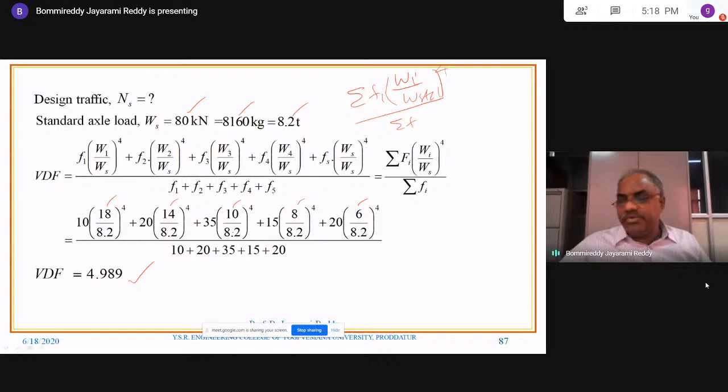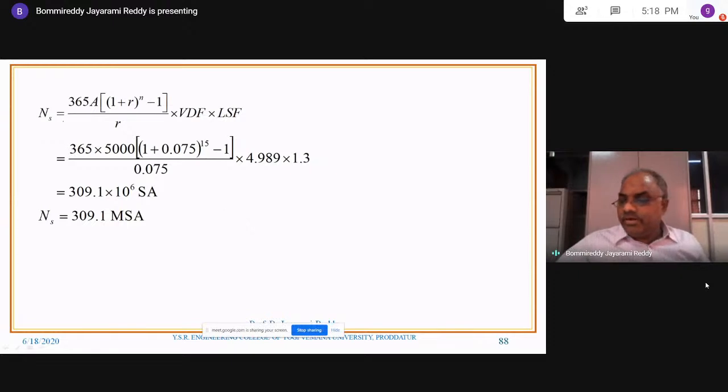So just compute this. Once you get this VDF value and the design data, the NS value is computed using the vehicle damage factor and lane safety factor, and substituting all the values, you will get 309.1 million standard axles. So this is how the various numerical problems in pavement design are solved.